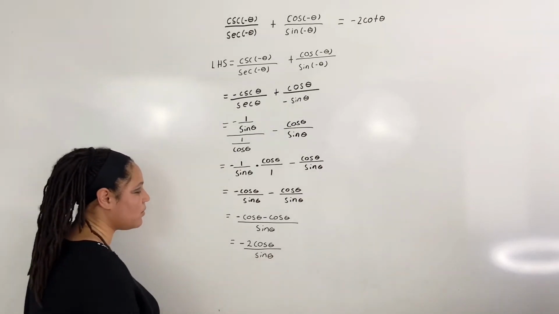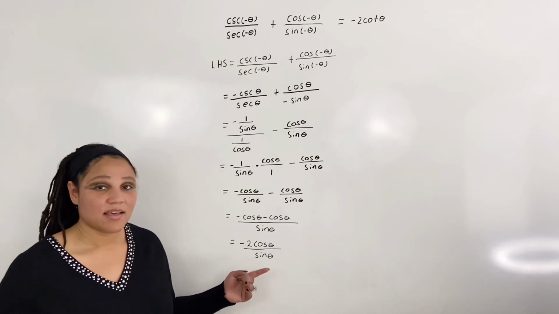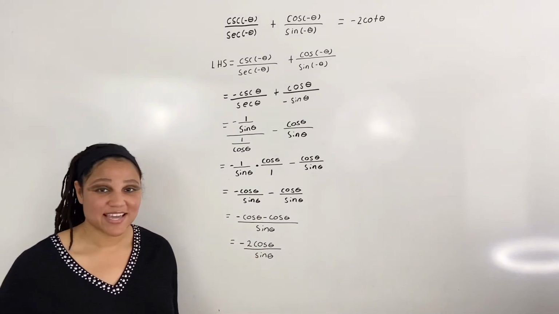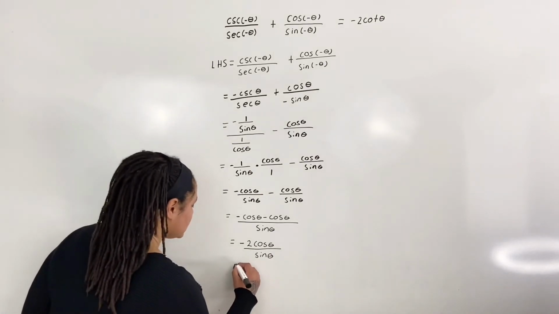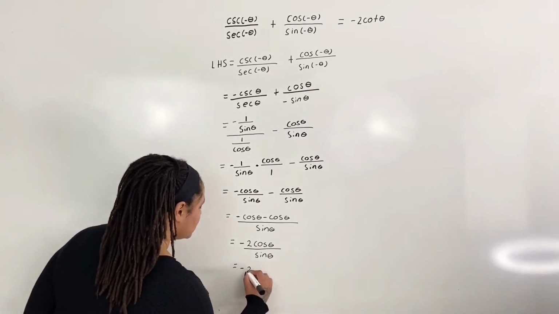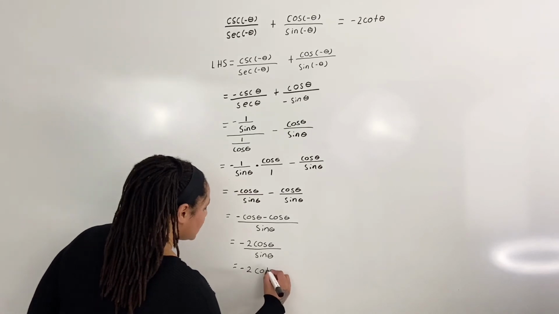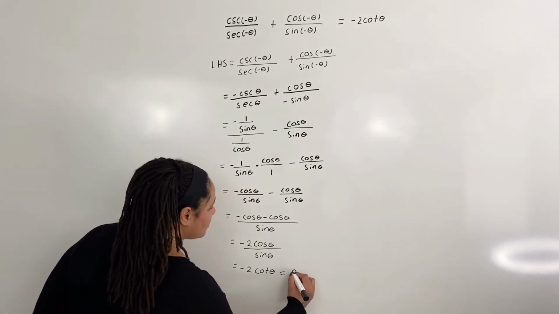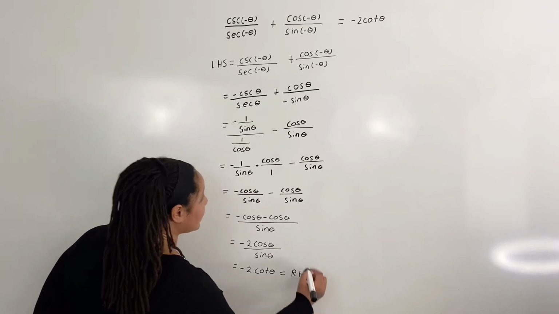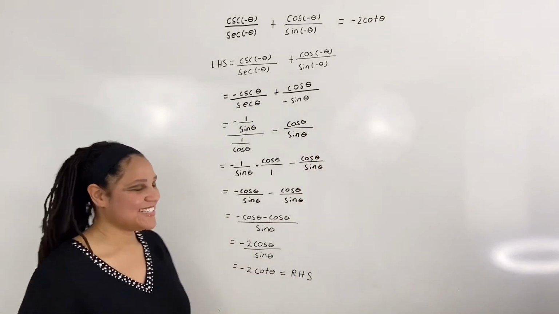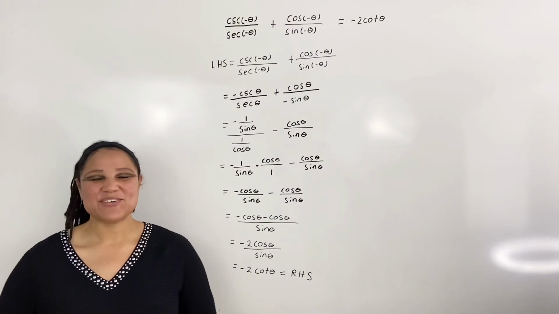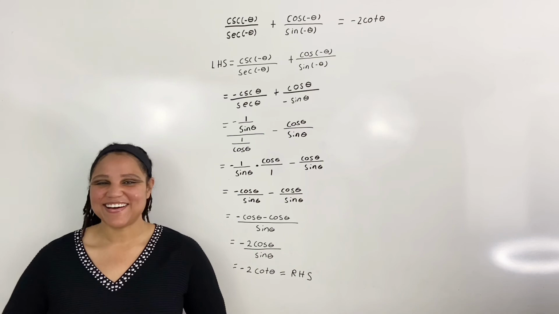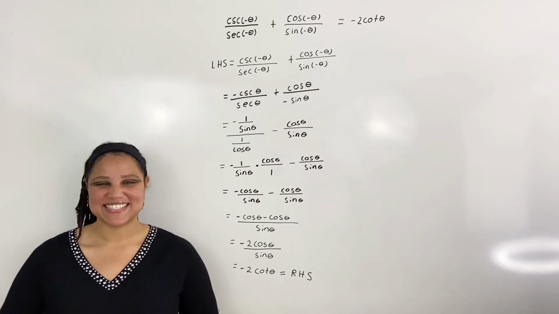But now I know by the quotient identity that cosine of theta divided by sine of theta is cotangent of theta. So this is equal to negative 2 cotangent of theta. And this is equal to the right-hand side of the equation. And that is how you verify trigonometric identities using the odd and even trig identities.